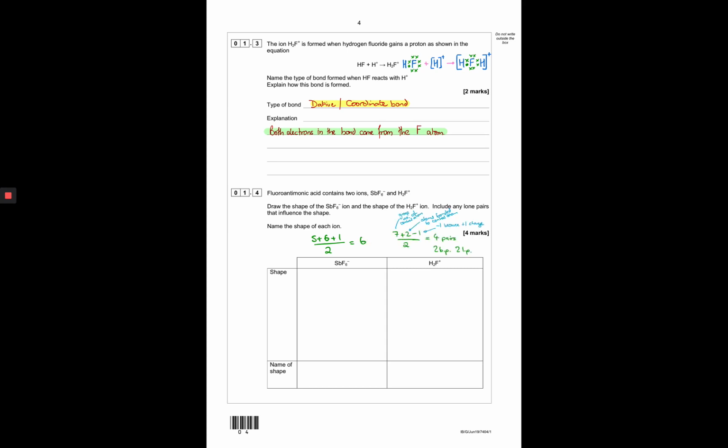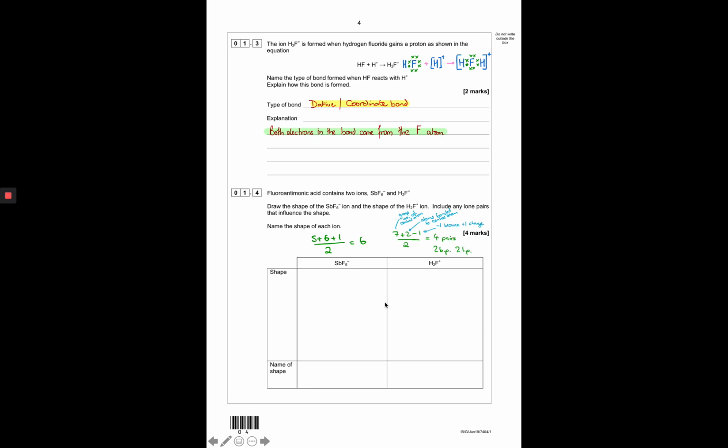So I'm just getting things ready to draw the shapes. If we look at the H2F+ ion, our central atom has to be the fluorine. Fluorine is in group 7, so it's 7 electrons. It has 2 hydrogen atoms joined to it, so we add 2. However, we've got a 1+ charge, so we subtract an electron. That adds up to 8. We divide it by 2 to get how many pairs of electrons there are, so there are 4 pairs in total. We have 2 atoms joined to the fluorine, so that means we have 2 bonding pairs. And that means the other 2 pairs not accounted for must be lone pairs.